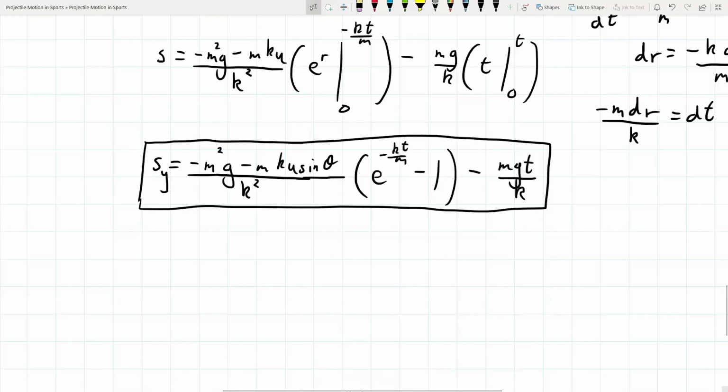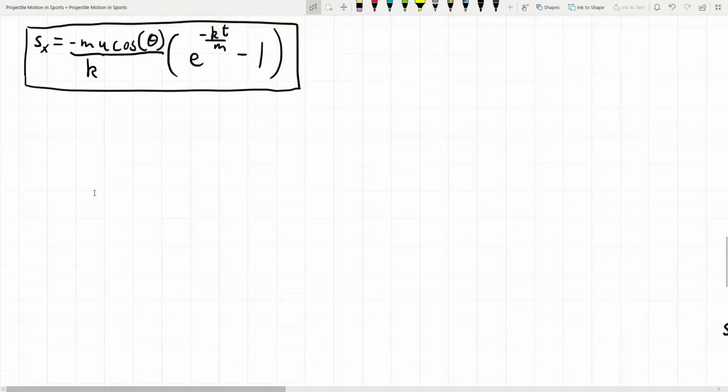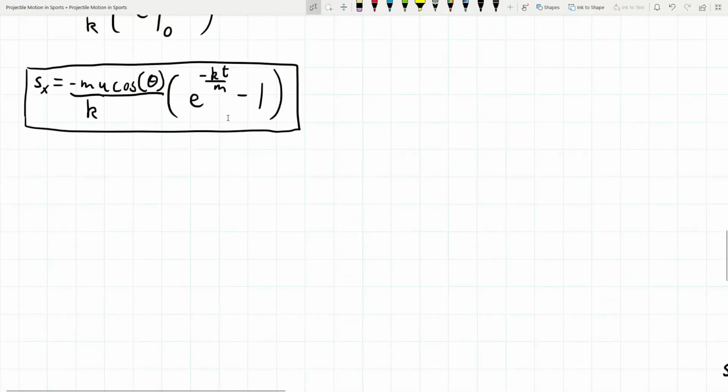So this one's going to be hard to isolate for t. So I'm just going to take the x one and isolate for t. I'm going to start replacing sx with just x because we're just looking at position now. So I'm going to say x, times k to get rid of the k on the bottom, equals minus mu cos theta multiplied by e to the minus kt over m minus 1.